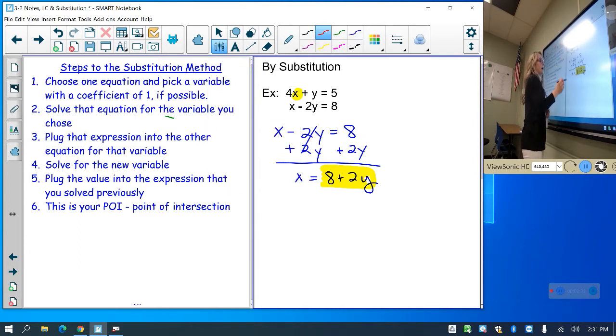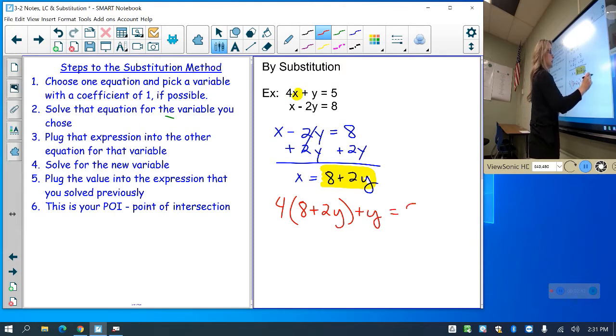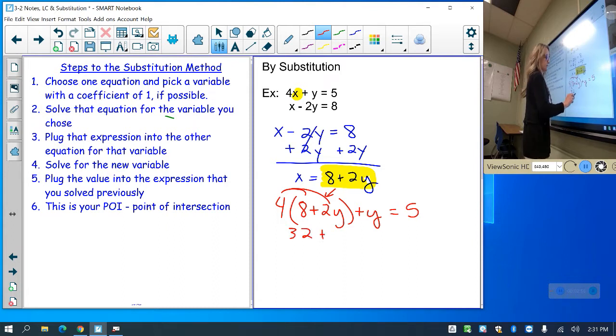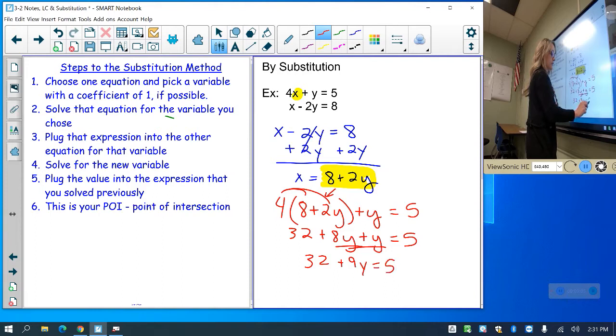So when I rewrite that, I'm given 4 times, instead of x, plug in your 8 plus 2y plus y, go ahead and finish the equation, equals 5. You can see that that equation is just the top equation rewritten, except the 8 plus 2y is substituted in for the x. And now solve for y. Distribute, so I have 32 plus 8y plus y equals 5. Combine like terms, 8y plus y is 9y. 32 plus 9y equals 5.